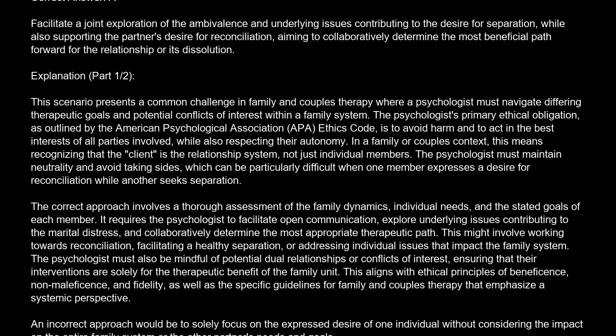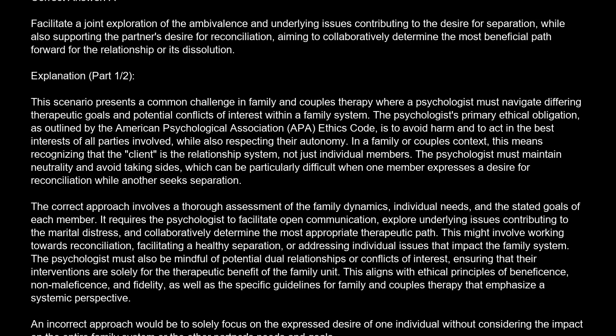The correct answer is A. Facilitate a joint exploration of the ambivalence and underlying issues contributing to the desire for separation, while also supporting the partner's desire for reconciliation, aiming to collaboratively determine the most beneficial path forward for the relationship or its dissolution.